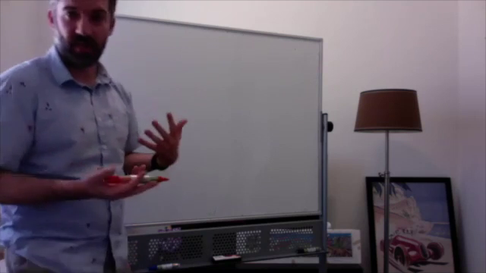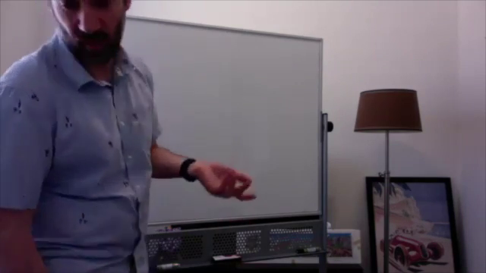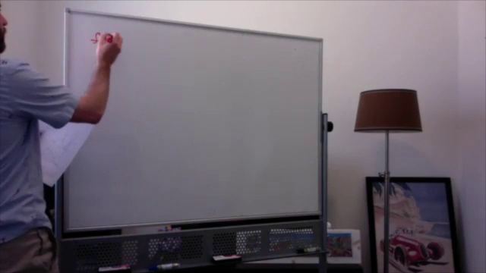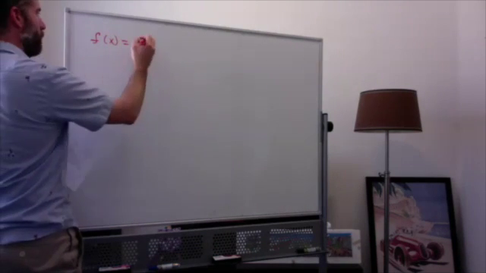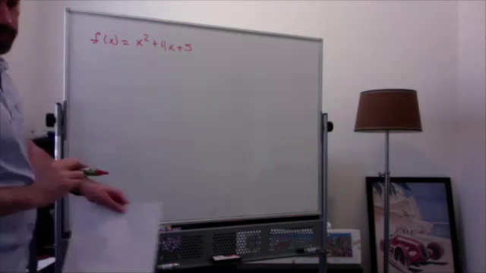All the examples I've been giving so far have nice intercepts, but you can also end up using the quadratic formula to find your x-intercepts. So let's look at this one. Let's look at f of x equal to x squared plus 4x plus 5.